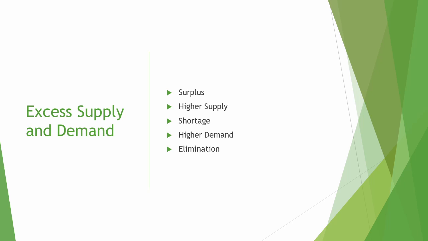Excess supply, or a surplus, occurs when the price is above the equilibrium price, which causes the quantity supplied to be more than the quantity demanded. This is shown as the area between the supply and demand curves above the equilibrium point. Excess demand, or a shortage, occurs when the price is below the equilibrium price, causing the quantity demanded to be more than the quantity supplied. This is shown between the supply and demand curves below the equilibrium point.